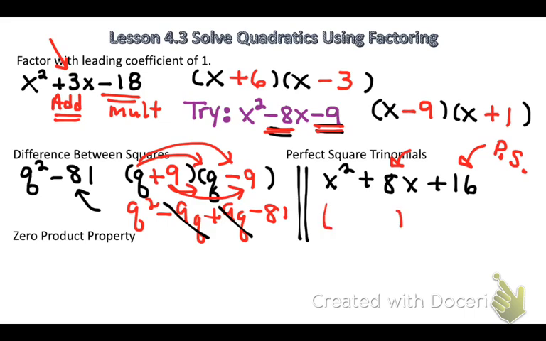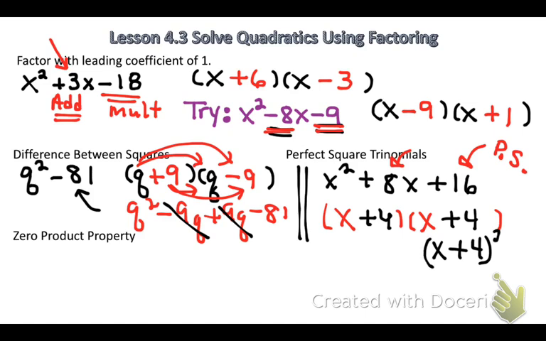So we have our binomial. We know the first term has to be x, and then we ask ourselves what times what would give me 16, and it's 4. So we can write this as x plus 4 and then square that value.